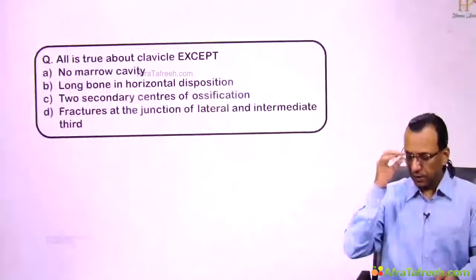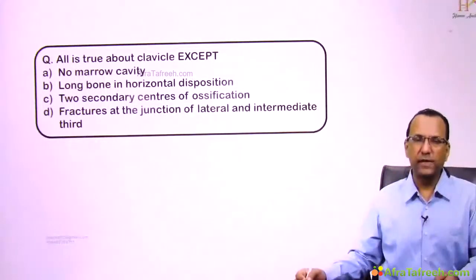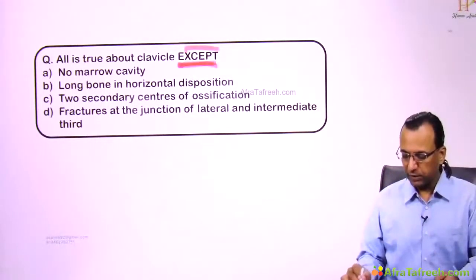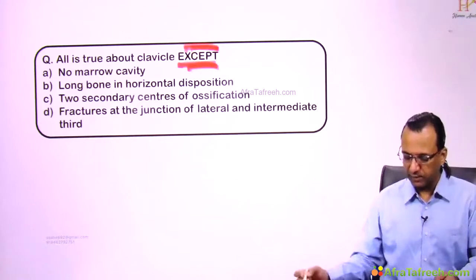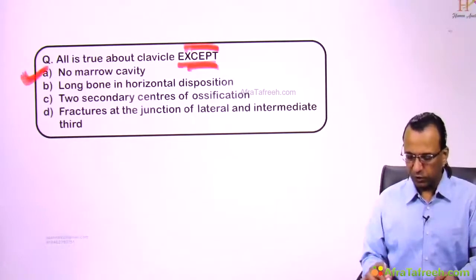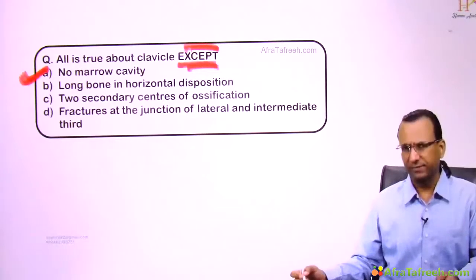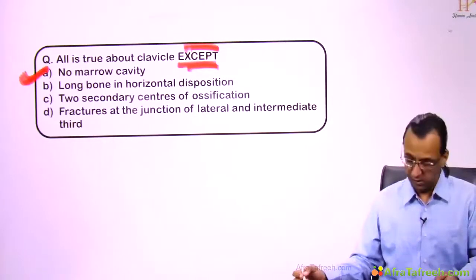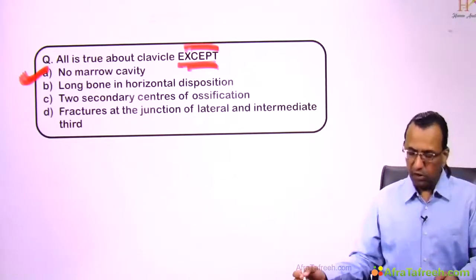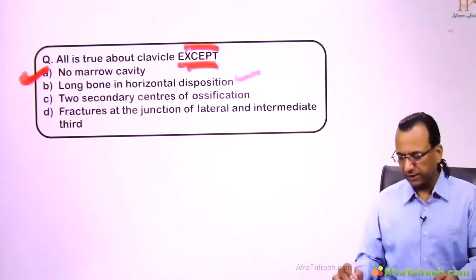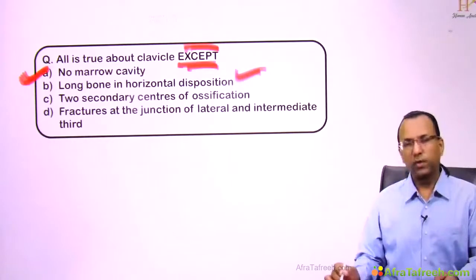Okay, now a question has come. Tell me what is the exception. If you are asking me the exception, then let me see. No marrow cavity? Yes, some books will say no marrow cavity, but Gray's Anatomy might differ there, though generally spoken, it has no bone marrow cavity. And what about the long bone in horizontal disposition? Yes, that is correct. No problem. So what about the third choice?